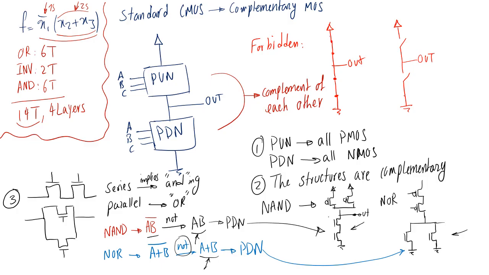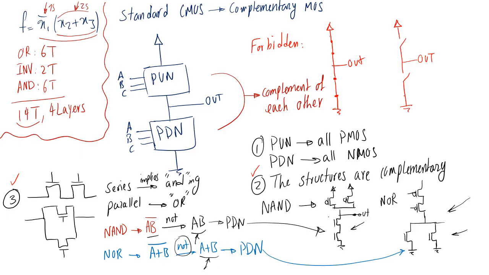Then, once I have the pull-down network, I can use rule number 2 and say, well, because the two NMOSs are in parallel in the pull-down network, the PMOSs must be in series in the pull-up network because they have to be complementary of each other. And ta-da, I have my circuit. So in terms of order, I start with rule number 3, then go to rule number 2, and I have rule number 1 in mind, that the pull-up network is all PMOSs and the pull-down network is all NMOSs.